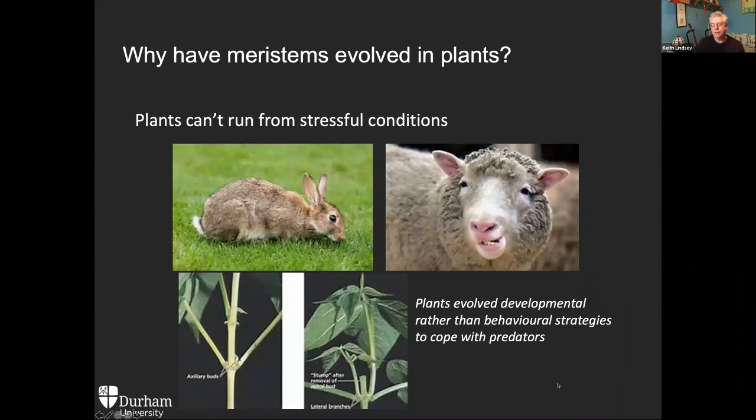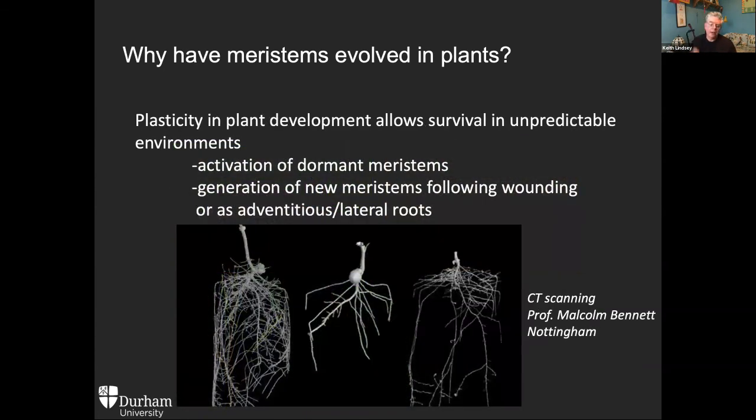So plants have evolved these developmental approaches to cope with predation, rather than behavior, which has been evolved by animals to avoid these kinds of stressful situations. Plants have this inherent plasticity, this flexibility in their development, which allows them to survive in adverse environmental conditions. So we see this activation of dormant meristems, or we get the activation of new meristems following wounding or other stresses.